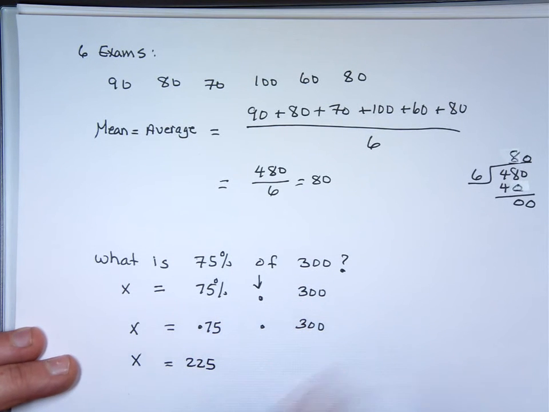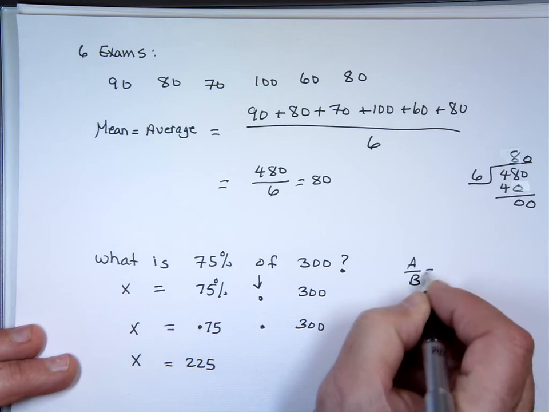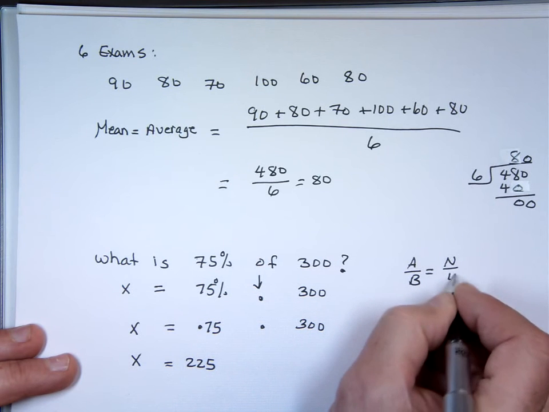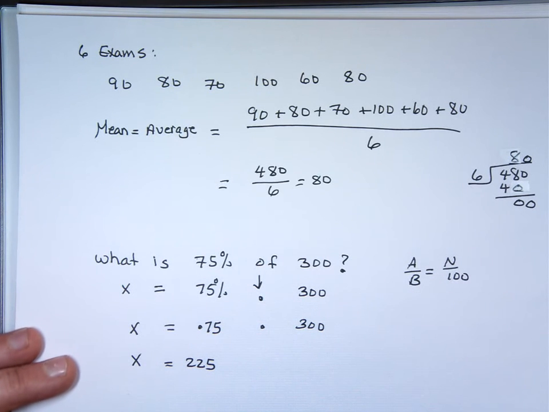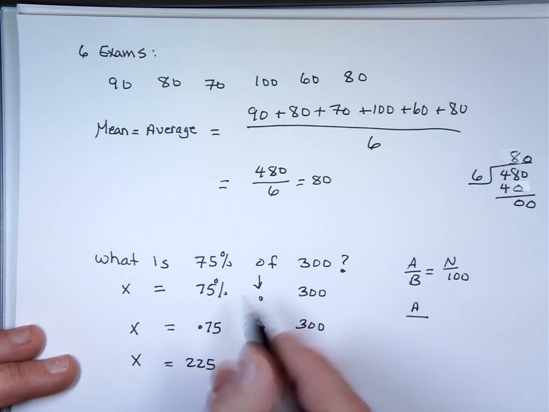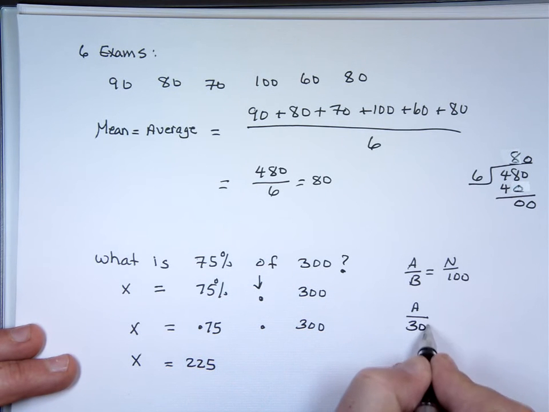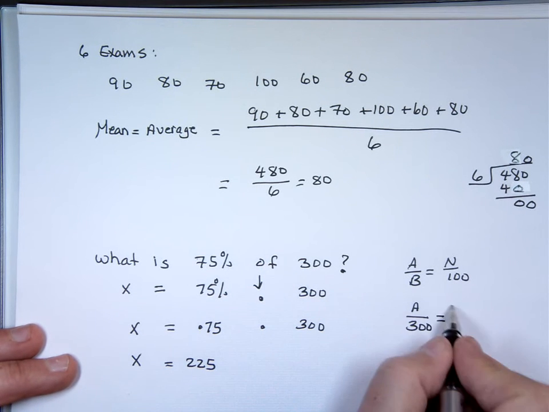If you don't like this method, you can use the amount to the base is the same as the number to 100. Remember that method too? I'm looking for the amount. The base always comes after "of". And what comes after "of"? The 300. The number is always the percent.